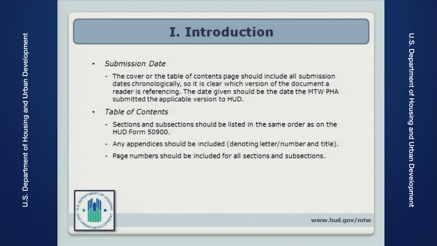For table of contents, please include the subsections and sections listed in the 5900. These should be in the same order and same title as provided in the 5900 so that everyone can be sure what they're looking at. Titles of appendices should also be included in the table of contents. Just a title and a page number is all we need for that. And then please provide page numbers for all sections and subsections as well.